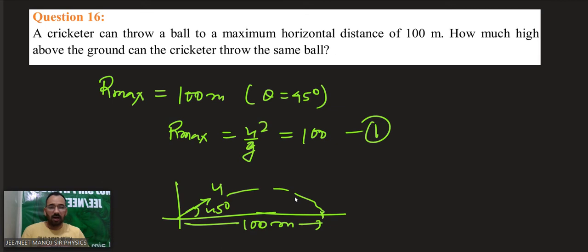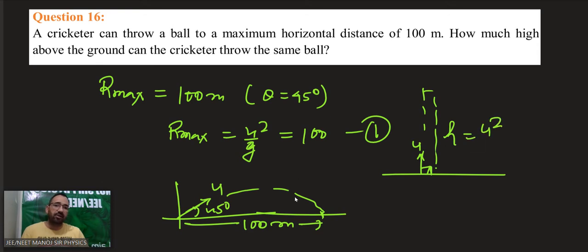All right. Now, what is the demand of the question? How high above the ground can the cricketer throw the same ball? So you need to find out the maximum height. The cricketer can throw the same ball up to maximum height only if he throws the ball at an angle of 90 degrees to the ground. Okay, so let this be the initial velocity. It will go up to the maximum height, then come back. So I want to calculate the maximum height here. What is the maximum height there? That is u square upon 2g.